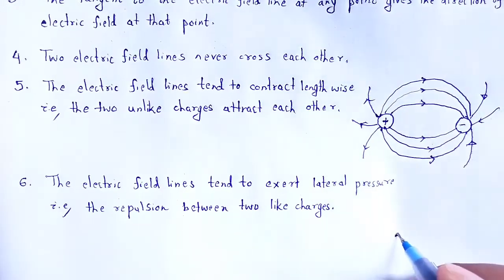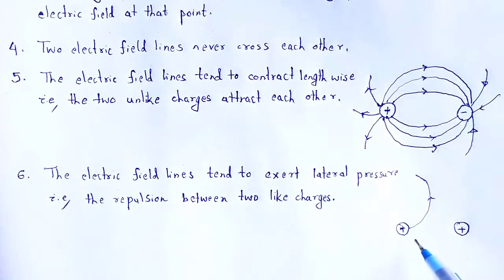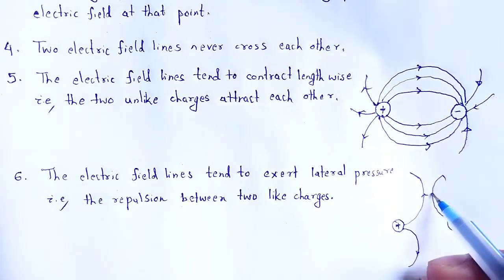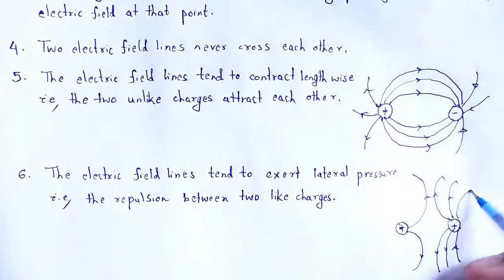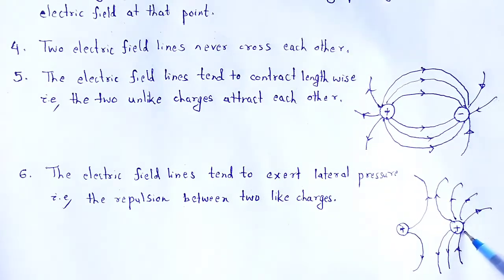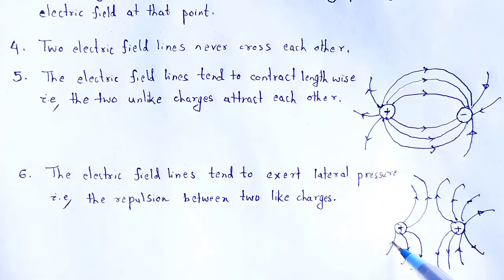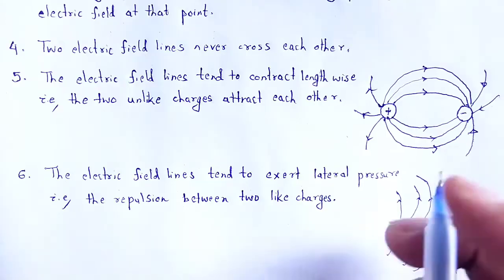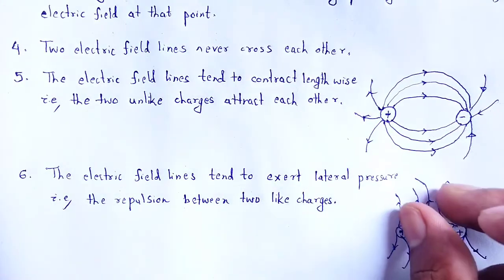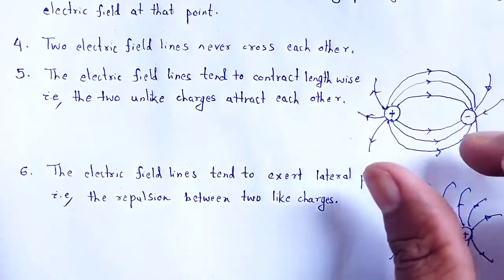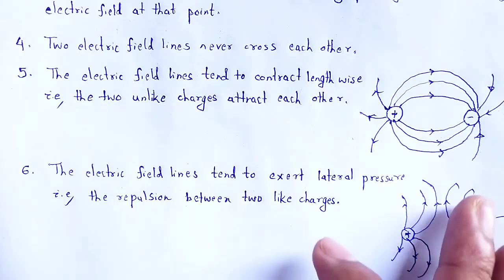If we take two positive charges here, here is one positive charge, here is another positive charge, then the electric lines of force go like this. These are the electric lines of force away from the positive charge, and in this section they exert lateral pressure. Here they tend to contract lengthwise, here they tend to exert lateral pressure. That indicates two dissimilar charges or unlike charges attract each other, whereas this indicates two similar charges repel each other.